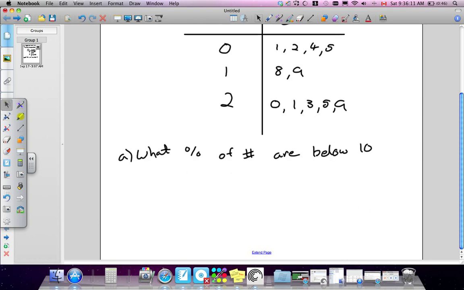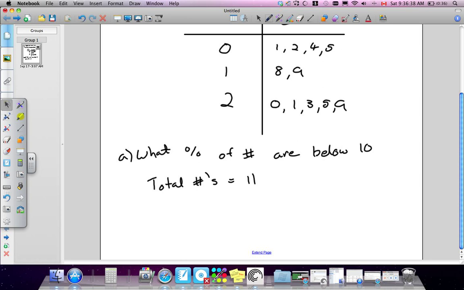So next we write down below 10, 4 numbers, 4 over 11. So we turn this into a fraction. It then becomes 4 divided by 11, multiplied by 100. Whatever that equals, we're going to multiply by 100. And that will give us our percent below 10.